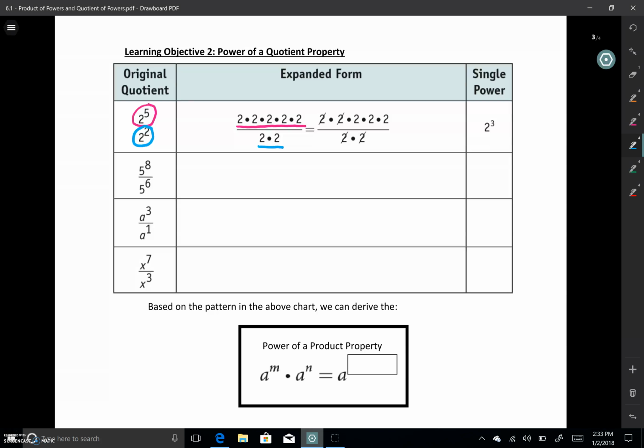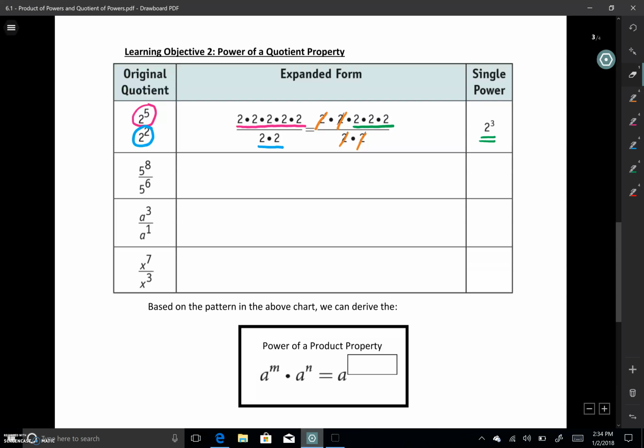Once I get to this point, I can cross out 2's that cancel on the top and bottom, and that's what happens here. If I cross out 1 on top, I can cross out 1 in the denominator. If I can cross out another in the numerator, I cross out another in the denominator. And what I'm left with is just this piece right here, which is 2 times itself 3 times, which means I can write it as 2 cubed.